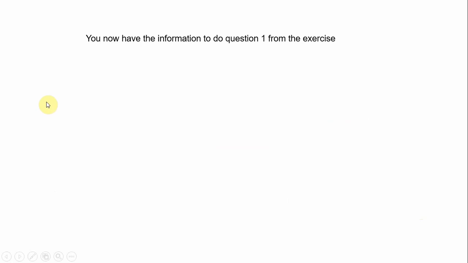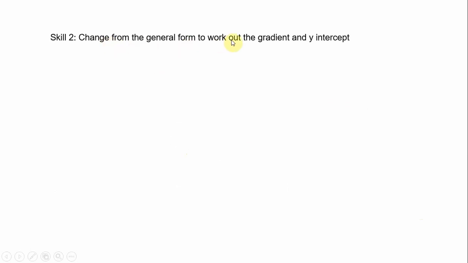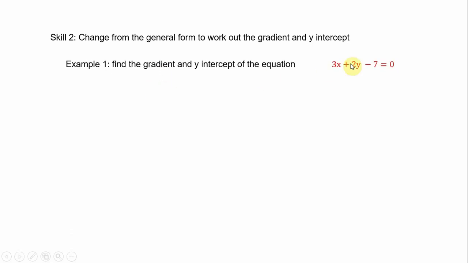Now we've got the information to do question 1 from the exercise. Let's have a look how we do the other questions. Changing from the general form to work out what the gradient and y-intercept are. Here's our general form. A is 3, good. B is plus 2 and C is minus 7 equals 0.